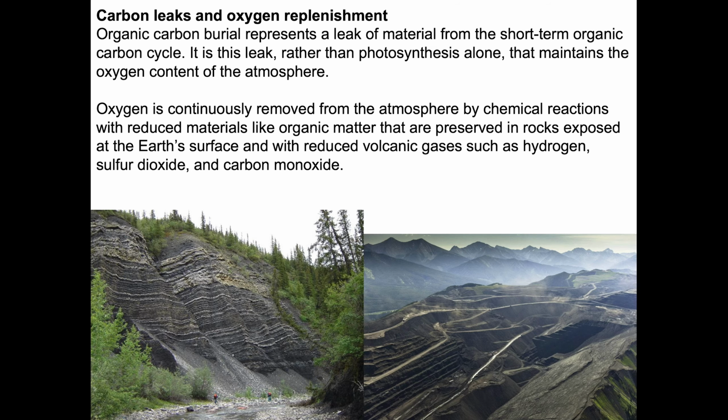So here we have carbon leaks and oxygen replenishment, illustrated by a couple slides. Organic carbon burial represents a leak of material from the short-term organic carbon cycle. Oxygen is removed from the atmosphere by chemical reaction with reduced material like organic matter that we've been talking about. This organic matter may be preserved in rocks that get exposed at the Earth's surface. The oxygen also may be exposed to reduced volcanic gases such as hydrogen, sulfur dioxide, and carbon monoxide that get emitted from volcanoes near subduction zones or anywhere else.